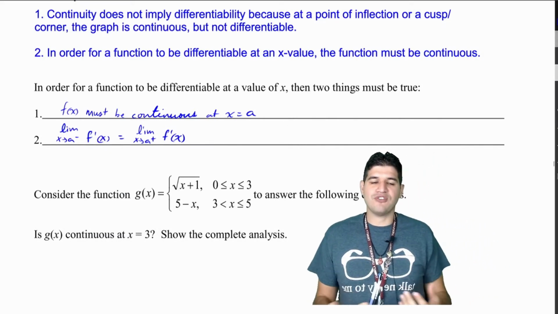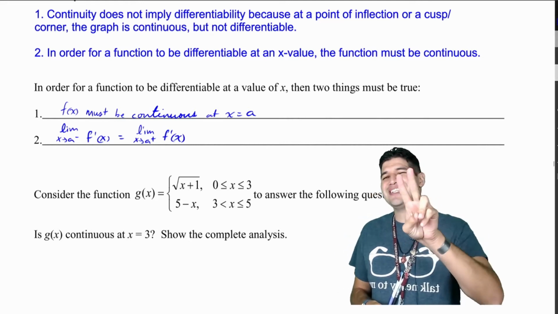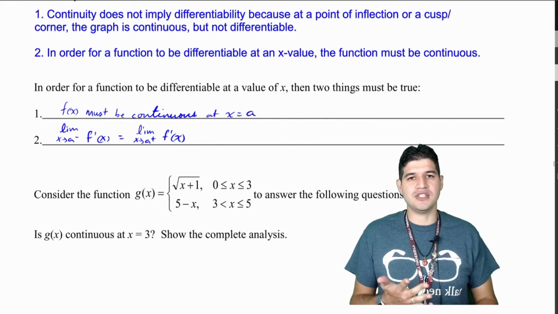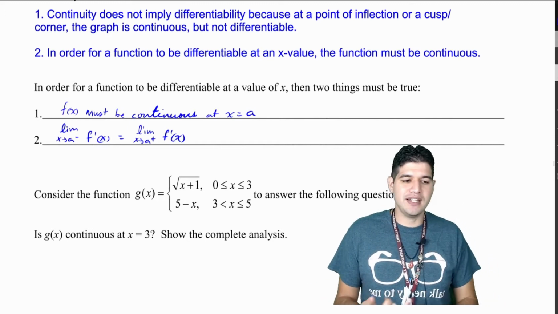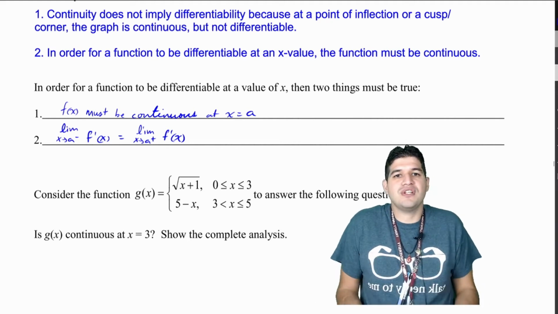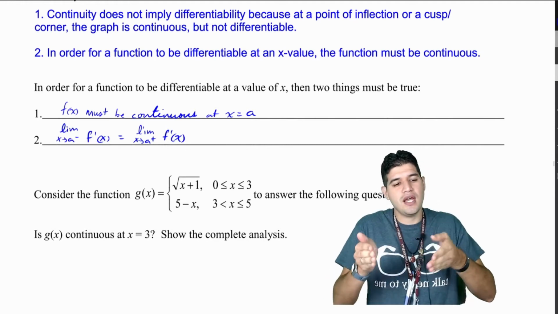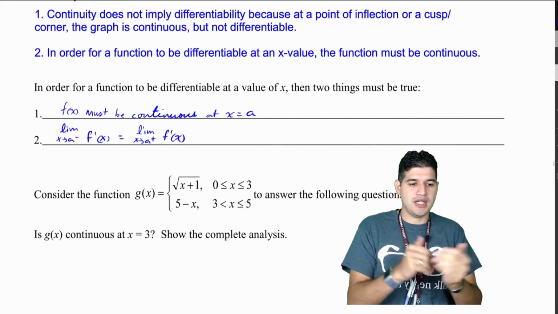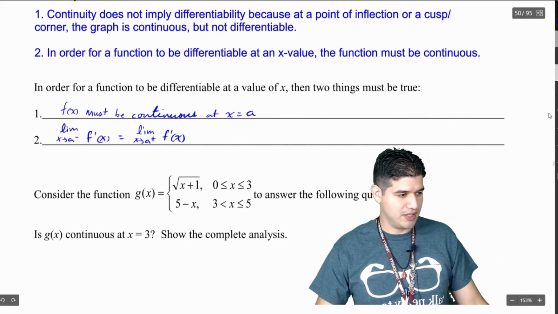The first thing that we're going to want to take a look at is that in order for a function to be differentiable at a value of x, two things must be true. The first thing is that f of x must be continuous. You saw it in our first example yesterday: if it wasn't continuous, then we would have no derivative at that value. The second thing is that the limit of the derivative from both sides must be matching up. So we're going to use that in some of these example problems.